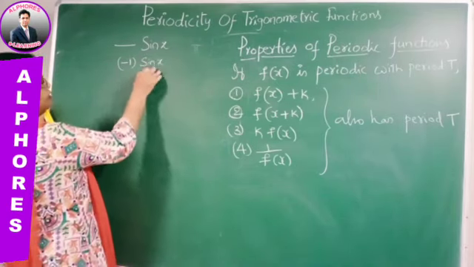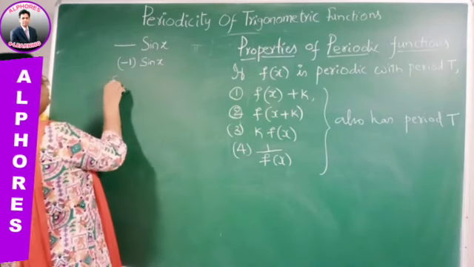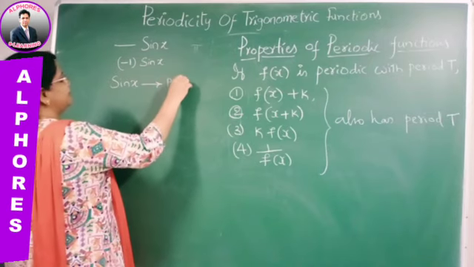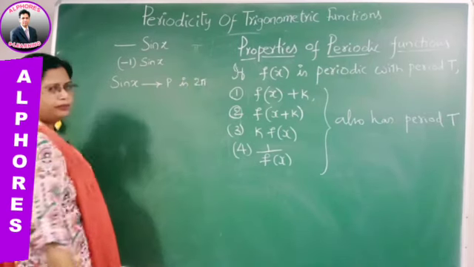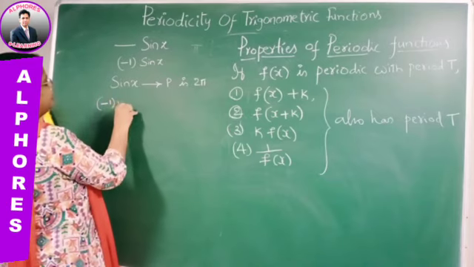And students, you should here observe the known function. What is the known function? Sin x, and whose period is how much here? 2 pi. Okay, the known function. Now this is multiplied by k, that is minus 1.